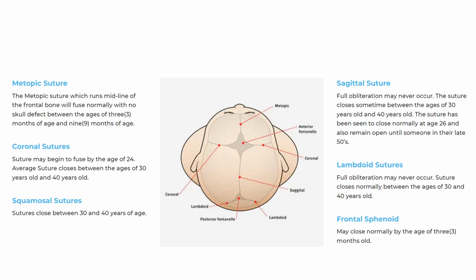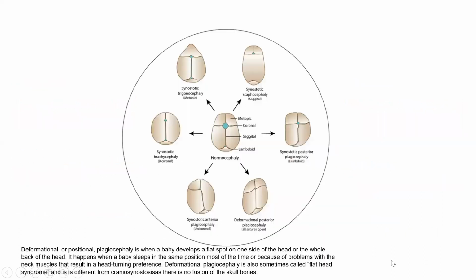Lambdoid suture: full obliteration will never occur. The suture closes normally between the age of 30 and 40. The frontosphenoid suture may close normally by the age of 3 months. So this is the condition that arises from premature closure of the suture. This is referred to as craniosynostosis.